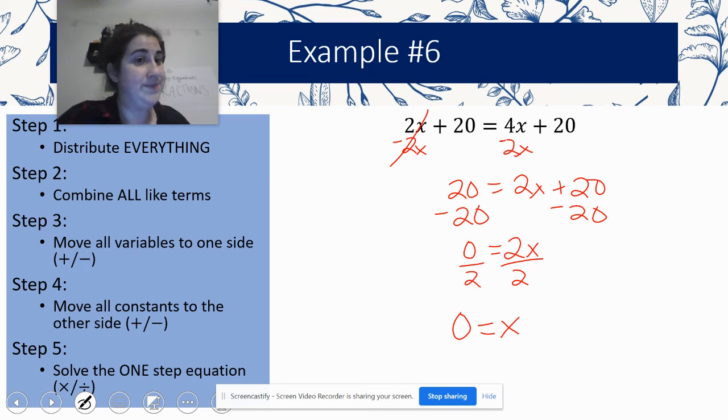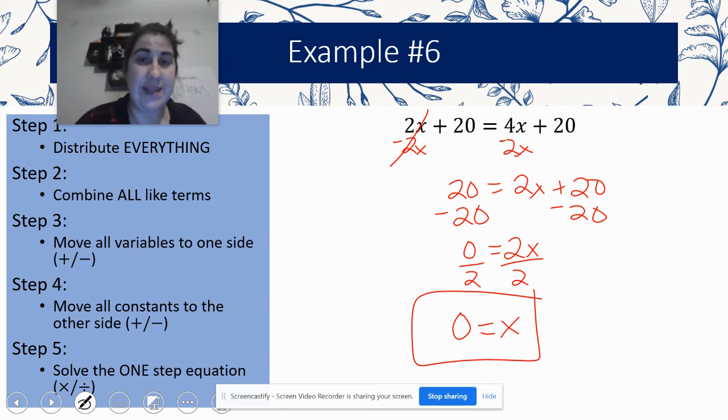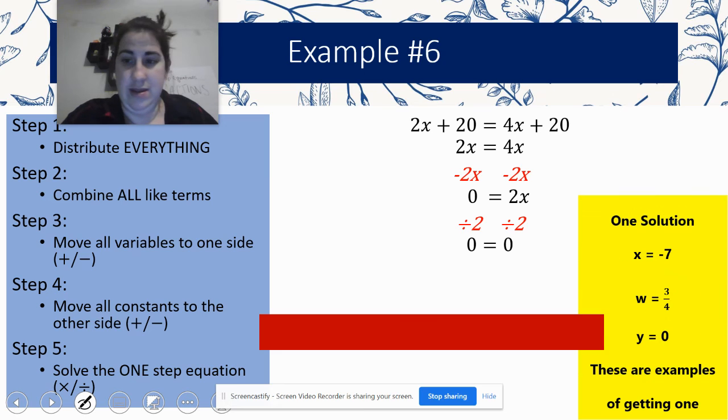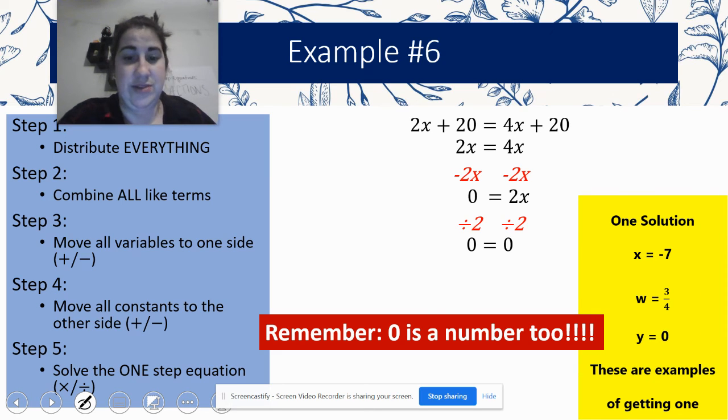Does it look a little weird? This is your answer. 0 is an answer. It is a number, guys. So there's only one solution to this, right? There is only one solution. Remember, 0 is a number too.